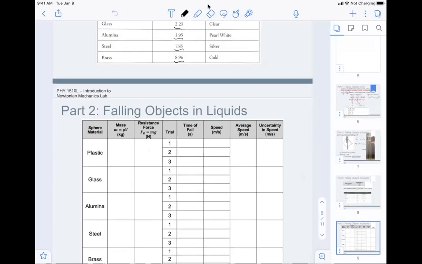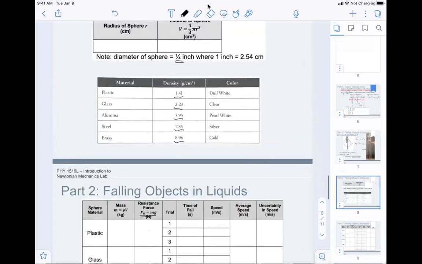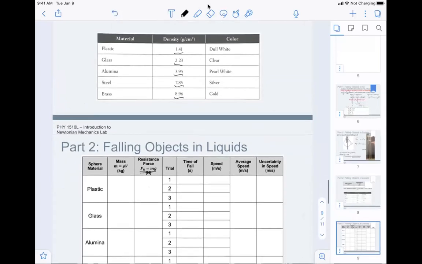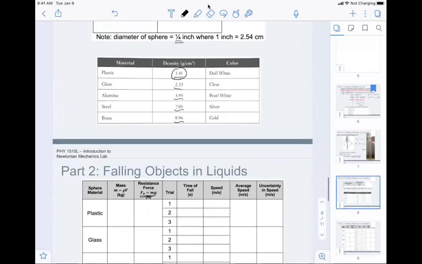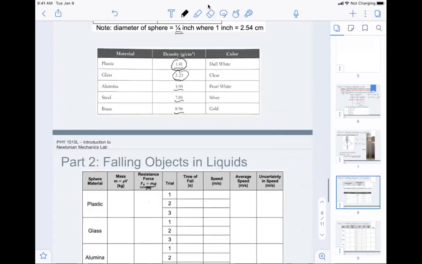Okay, so this is the weight, right? The mass can be calculated simply using the density times your volume for individual different objects. They all have the same volume, but they have different density. So you're going to use different density to multiply by that volume.